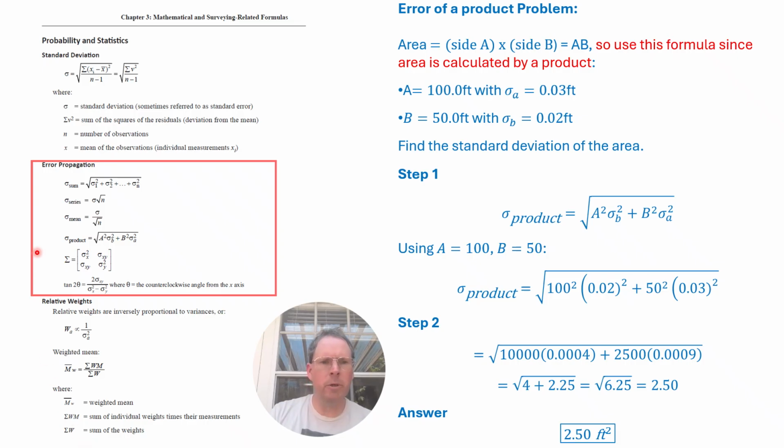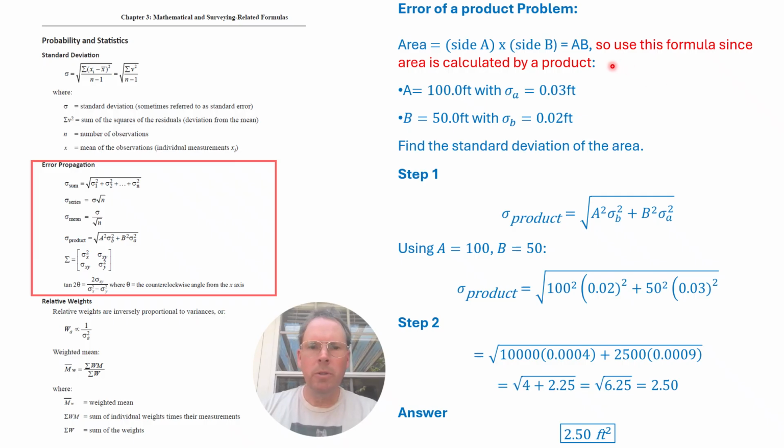The next formula that comes up is the error of a product. So we're going to use this one. A product is something multiplied by each other. Like area is side A times side B, so it's equal to A times B. So use this formula since area is calculated by a product.